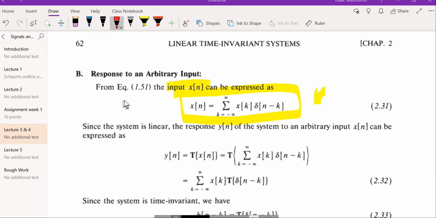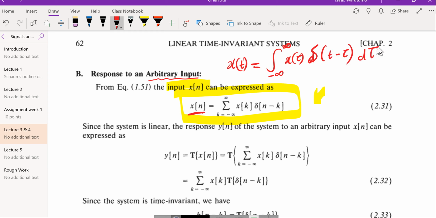Similar to what we did with the continuous time LTI system, we are going to consider the response of a system in response to an arbitrary input. And if you remember what we said, we can represent an arbitrary input as an integral. x of t in continuous time was expressed as the integral from minus infinity to infinity of x of tau delta of t minus tau d tau.